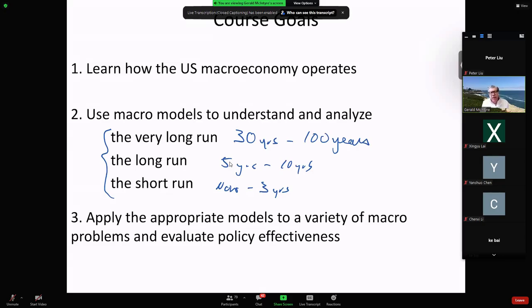Okay, we will apply the appropriate models depending upon the run to a variety of macroeconomic problems that the U.S. economy and other economies face. I'll very often make reference to Europe, China, Japan, Venezuela, Argentina in this course. We'll apply these models of these runs to macroeconomic problems and evaluate particularly policy effectiveness. Is there something policymakers, government officials can do to help ameliorate the situation for a country?